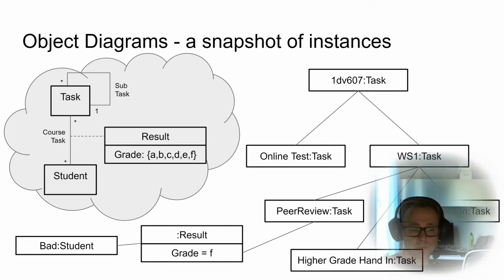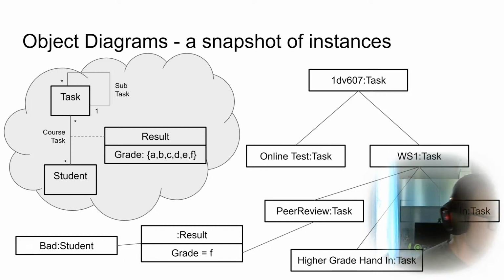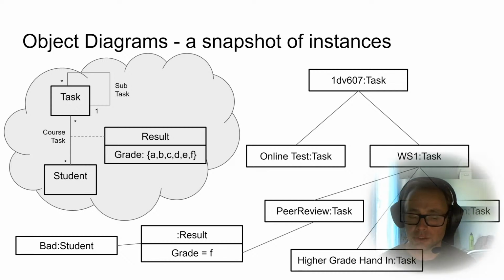And object diagrams you can also do for design level diagrams later on if you want to. And we will actually do one kind of an object diagram, and that's the sequence diagrams that also work with objects, because it shows the objects executing something.